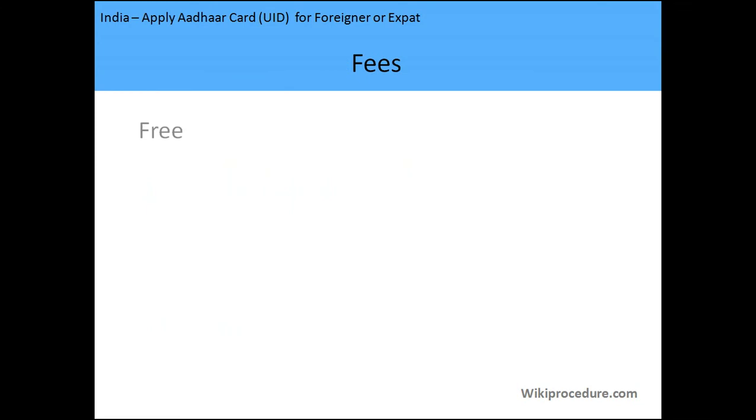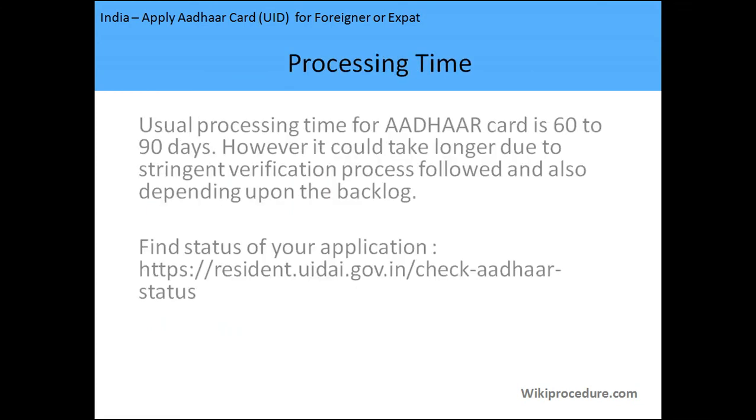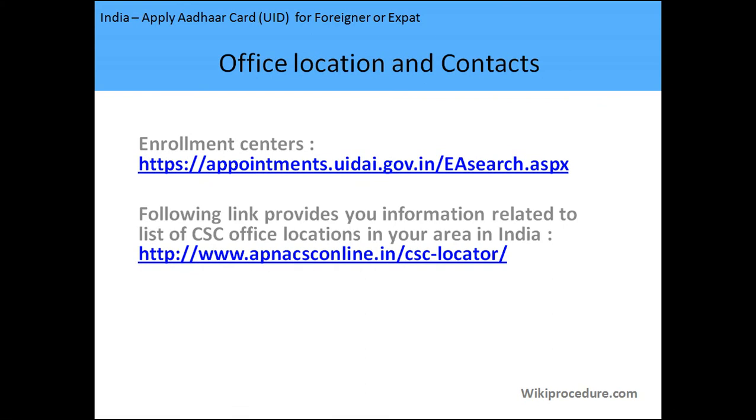Fee is free of charge. Validity is for your lifetime. Processing time normally takes 60 to 90 days, depending upon the number of applications being received. And you could track your application with this following link. Once you submit the application, you would be provided with a reference number. You could use that reference number for tracking your application. Office locations, as I showed you, are the enrollment and the CSC office locations.